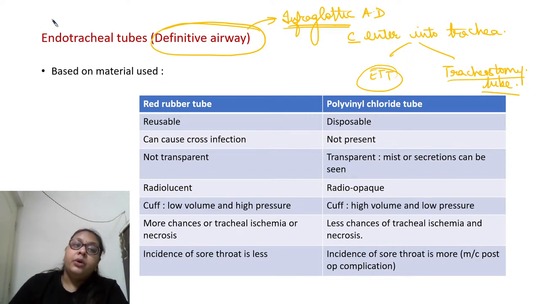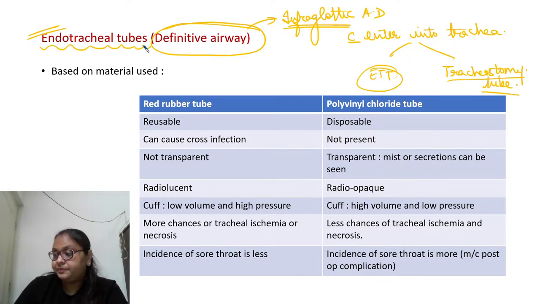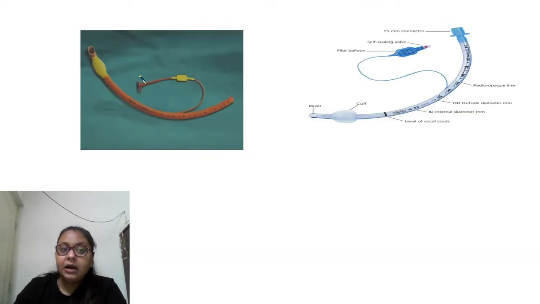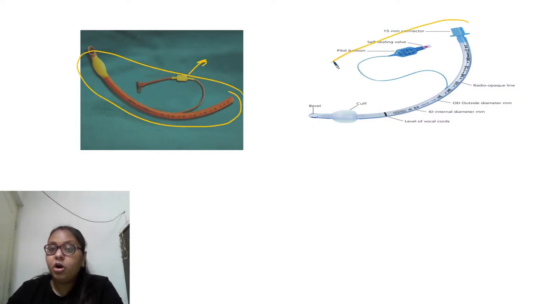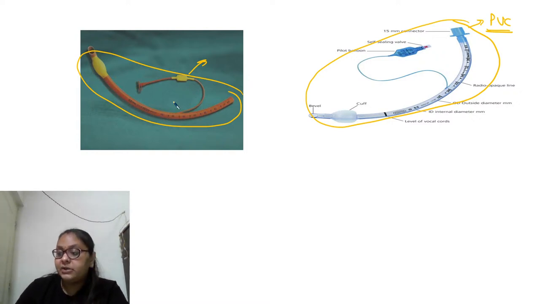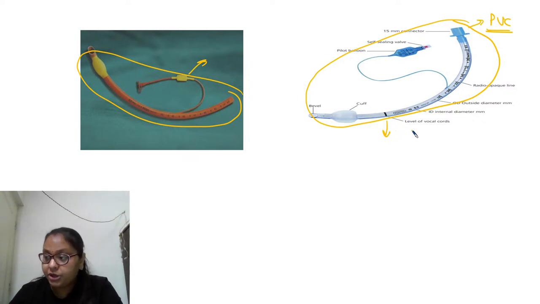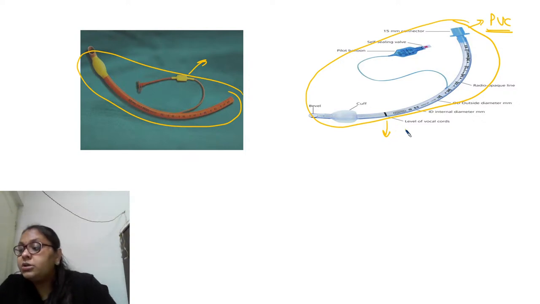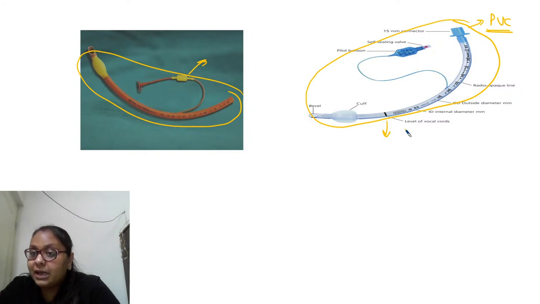Now, very important point, the endotracheal tubes. Okay, the endotracheal tubes, depending upon the material used, these are the red rubber tubes or the transparent tubes or the PVC tubes. Depending upon the material which is used, ye to hum log ne sabne dekha hai. Okay, these are the most common endotracheal tubes which are used. So these are the transparent or the polyvinyl chloride tubes.